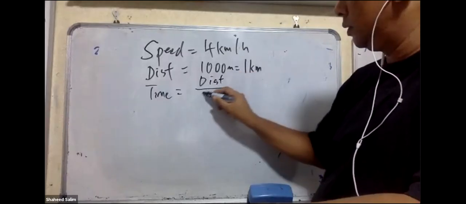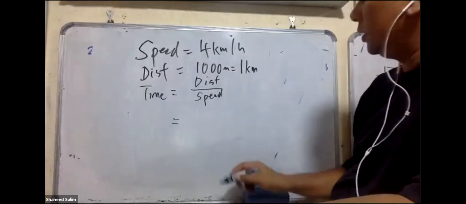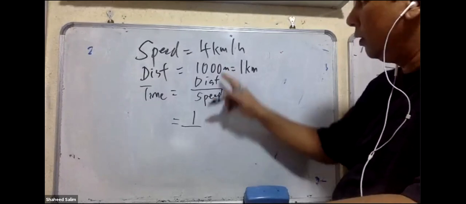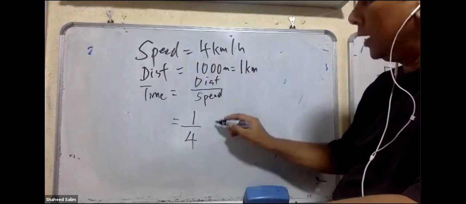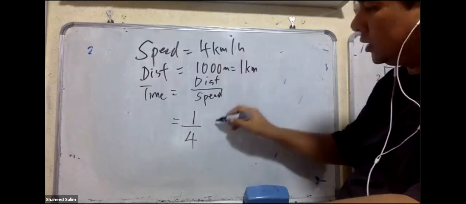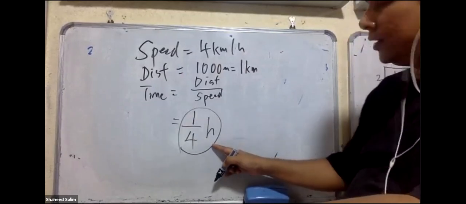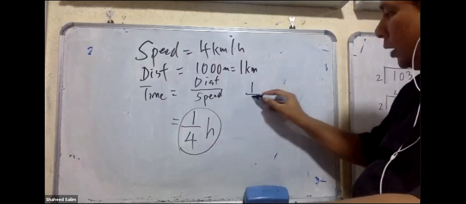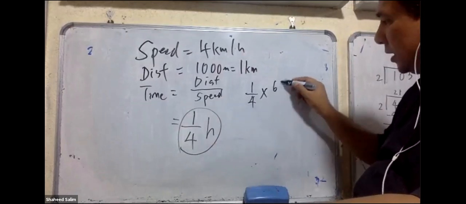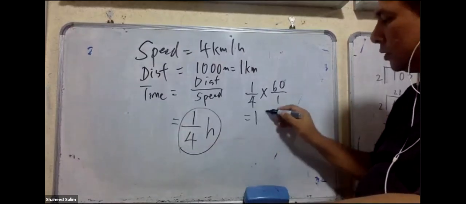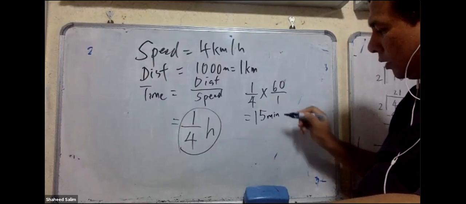Distance over speed. Distance divided by speed. So, this distance is 1 km divided by speed, 4. And this is in hours. You must follow the unit. So you want to find this in minutes. Very simple. 1/4 hour, you just times it by 60. And you will get the answer is 15 minutes.